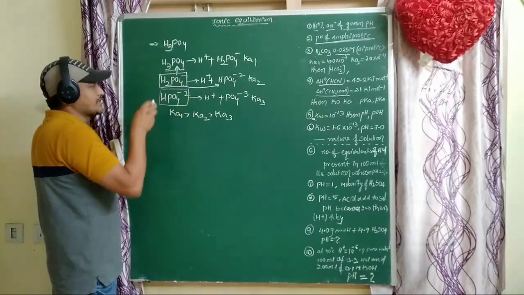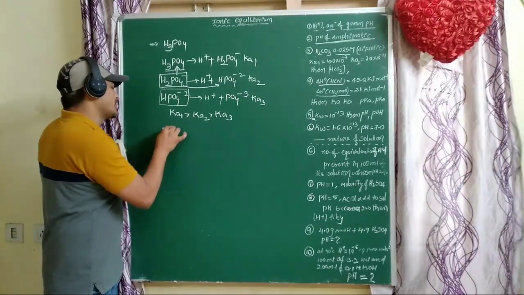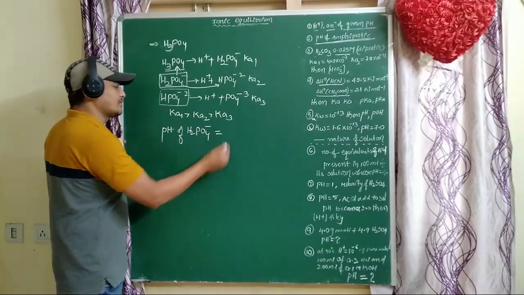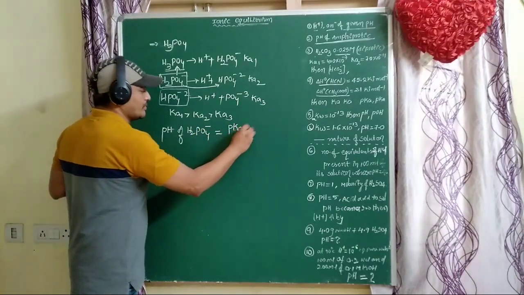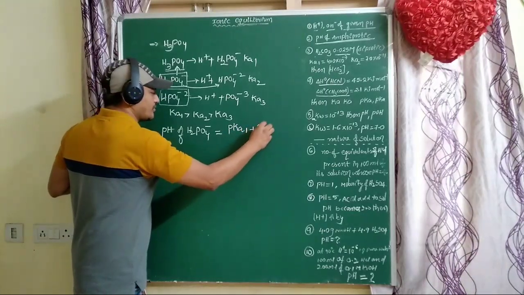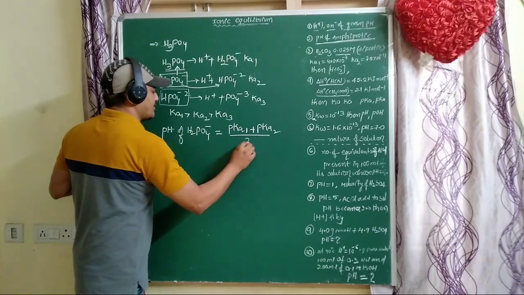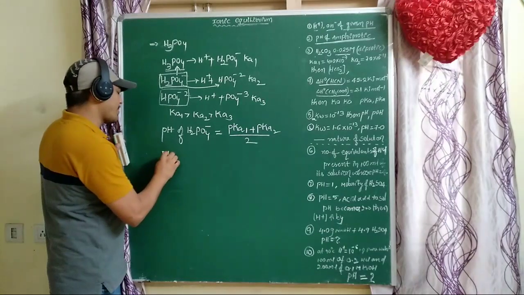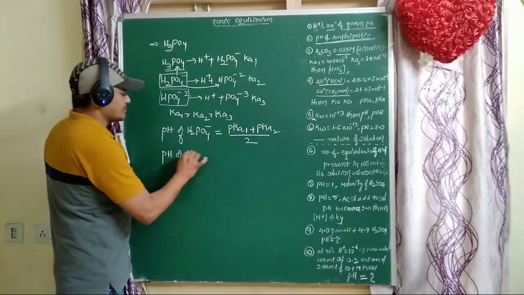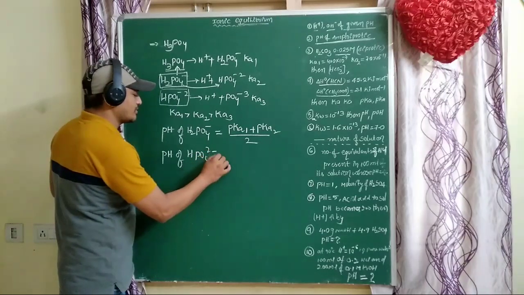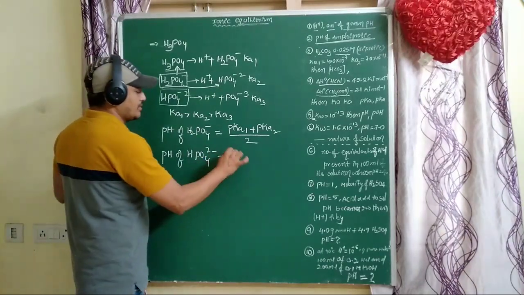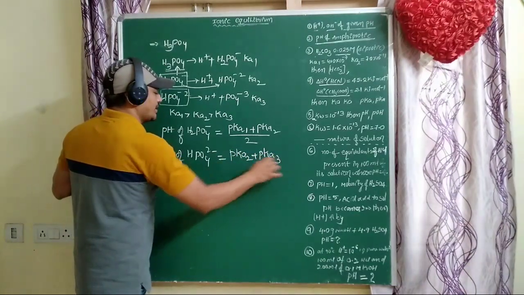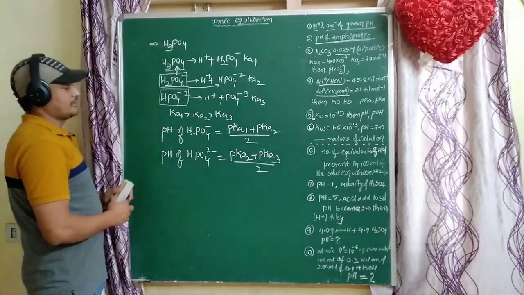For amphoteric species, how to calculate the pH values? For pH of H2PO4 minus, that equal to pKa1 plus pKa2 by 2. That is the average value of pKa of the first and second cases. Next, pH of HPO4 2 minus, this is also an amphoteric species, equal to pKa2 plus pKa3 by 2. So these are very important formulas.